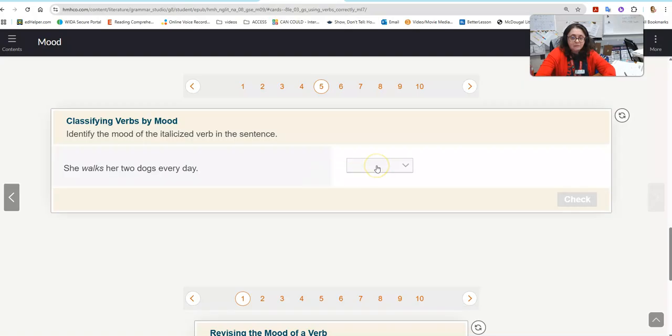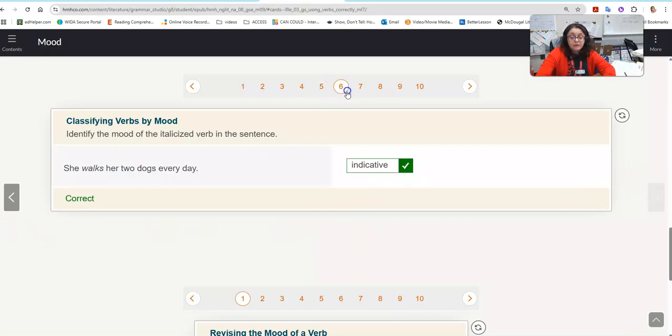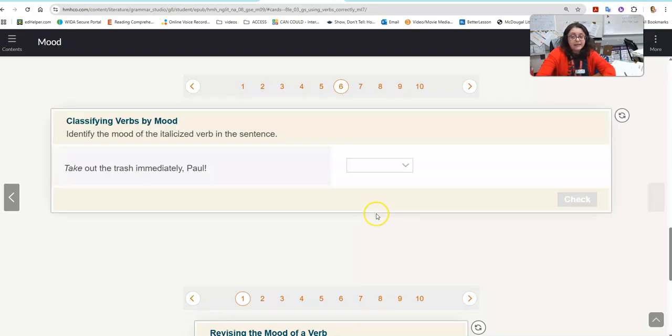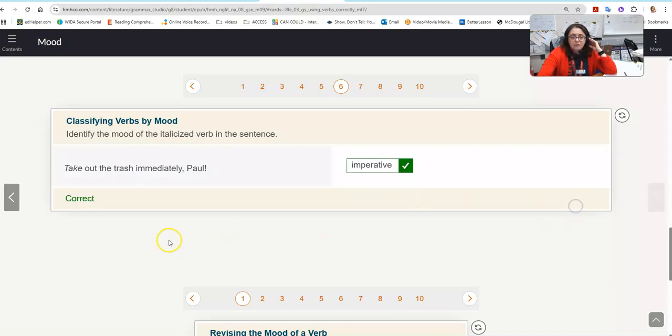All right, if you don't already know this is indicative, you should know that, because this is a straight up sentence. It tells you a fact. All right, here we are on number 6. Take out the trash immediately, Paul. All right, so take a minute. Think about it. Choose your answer. Choose wisely. All right, so if you put imperative, you are correct, because someone is telling Paul that he needs to take out that trash.